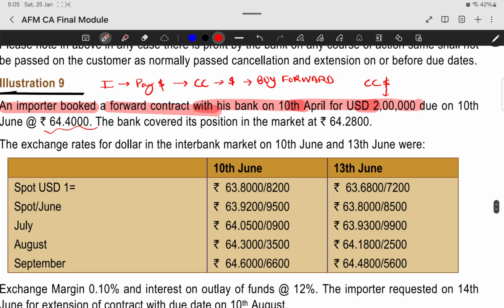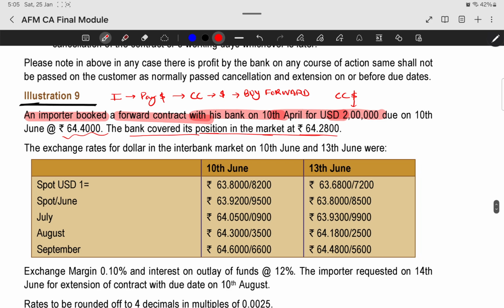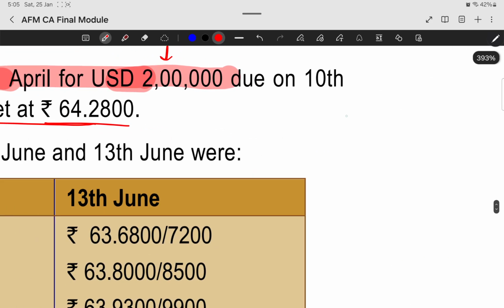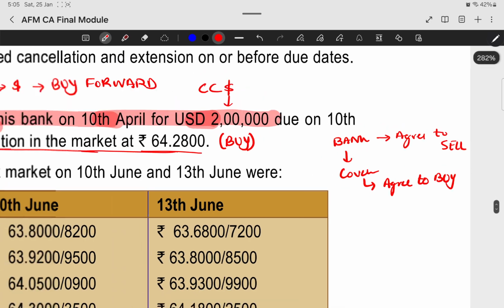Okay, this is the fixed rate of 64.4, and the bank has covered its position in the market at the rate of 64.28. Now what does it mean? The bank has covered. So the bank has agreed to sell to the importer. In order to cover this position, the bank will have to agree to buy. And therefore, this is a buy rate for the bank. That's how you get the intuition.